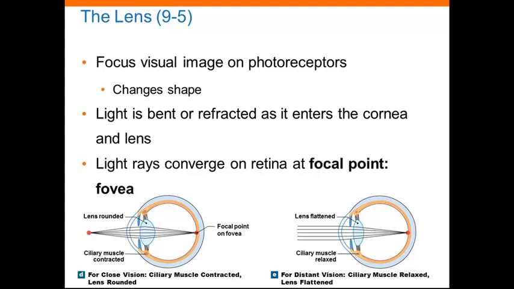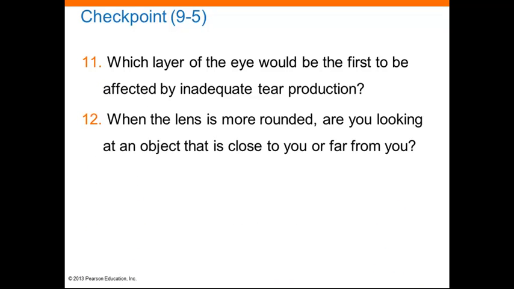In order for your eye to focus on far away objects, the ciliary muscles relax and the elastic capsule flattens the lens. For close objects, the lens accommodates by rounding when the ciliary muscles contract, as pictured here.